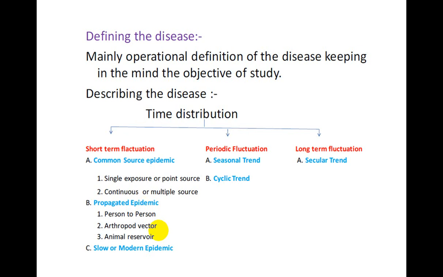Periodic fluctuation. Periodic fluctuation is basically seasonal trend and cyclic trend. Seasonal trend. Seasonal variation is a well-known characteristic of many communicable diseases. For example, measles, upper respiratory infections, malaria. Measles is usually at its highest in early spring, and upper respiratory infections frequently show a seasonal rise during winter months.